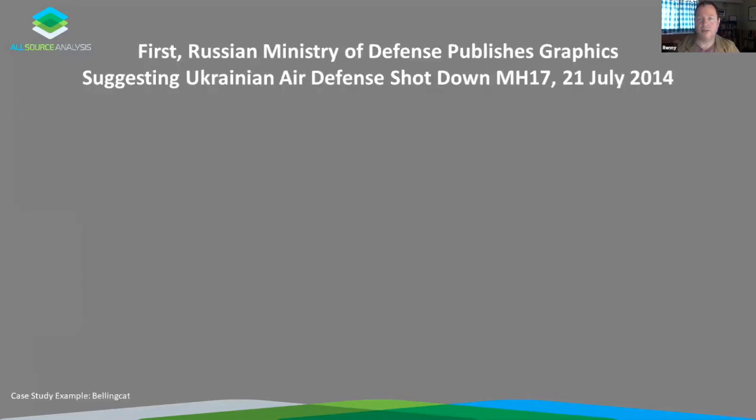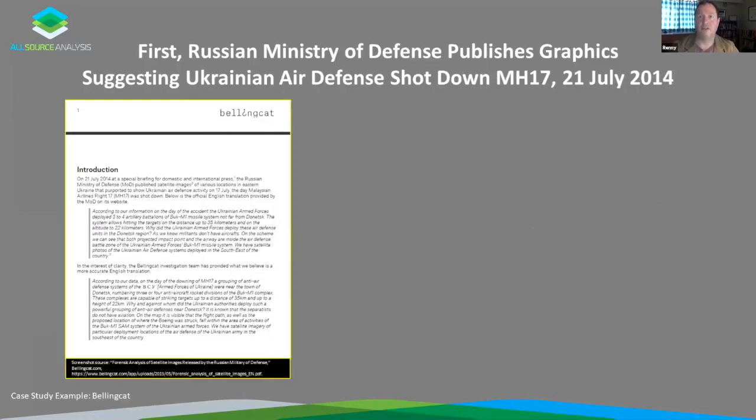So given this situation, Russia had an interest in particular in trying to deflect any kind of attention for responsibility of this event. And relatively soon after this event, the Russian Ministry of Defense published graphics suggesting Ukrainian air defenses shot down MH17. And this was published on July 21st, 2014.